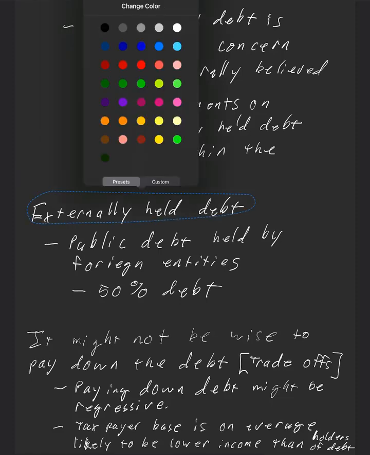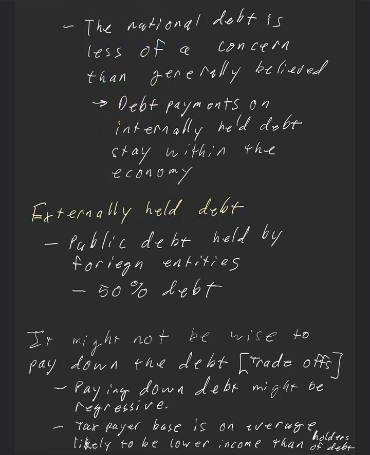Okay. The other side of that coin is externally held debt. Externally held debt is public debt held by entities foreign to the U.S., and that's about 50% of the debt. Okay, so now there are trade-offs. Econ teaches us about trade-offs. One of the trade-offs of paying down the debt, which a lot of people are clamoring for, is that paying down the debt would be regressive. And the reason for that is the tax base is on average likely to be lower income than the people who hold the U.S. debt.